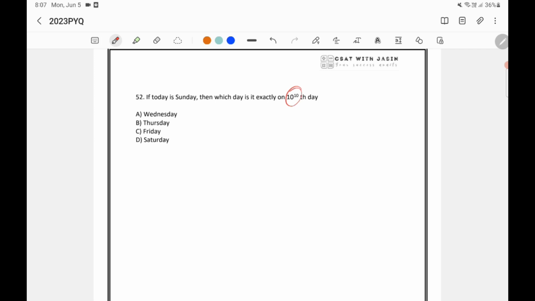So 10 raised to 10 is a very big number, but you don't need to care about that. We just need to find out the remainder when 10 raised to 10 is divided by 7. That's what we need, right? Here you can use the concept of surds and indices and the remainder theorem. Actually, remainder theorem, surds and indices, number system and permutations and combinations were the most important topics this year. There were many questions.